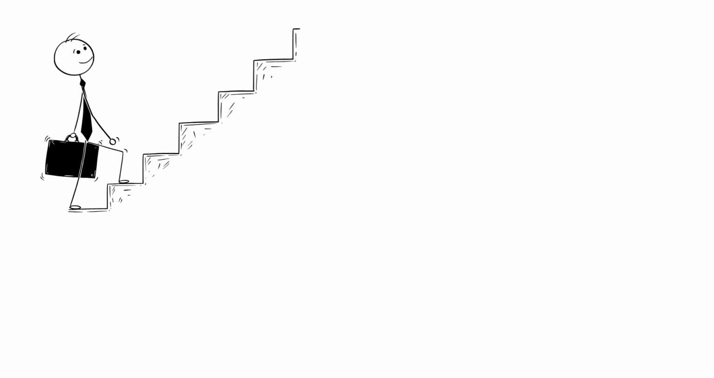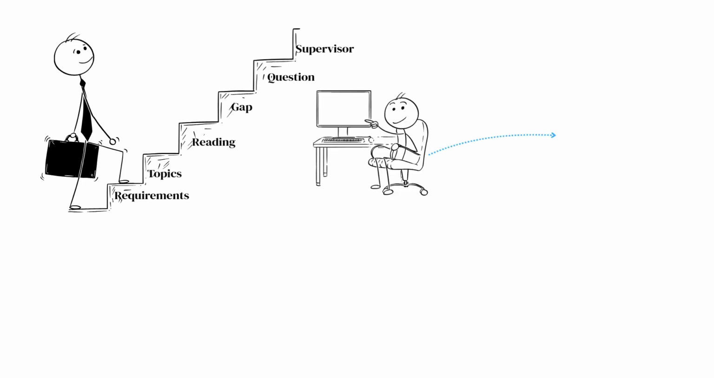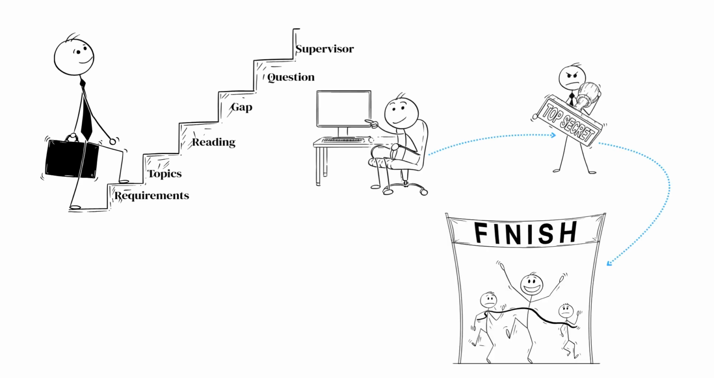So to recap, start by understanding your university's requirements. Choose a broad area of interest. Read for context, not depth. Identify a gap. Draft a simple question. And finally, talk to your supervisor early. Starting simple is the secret to finishing strong.